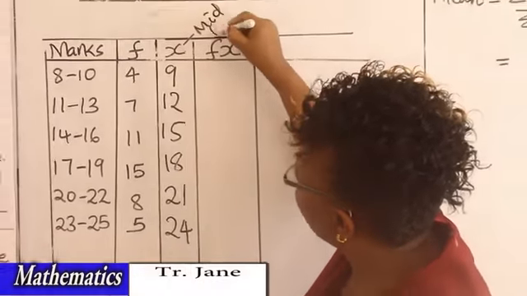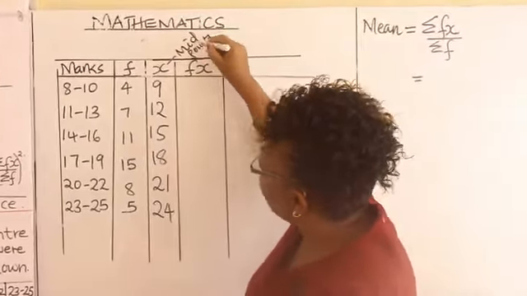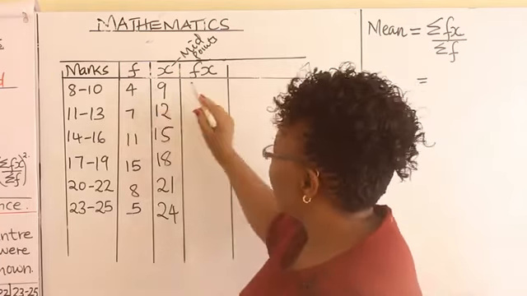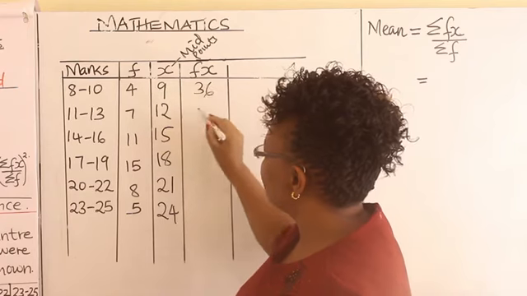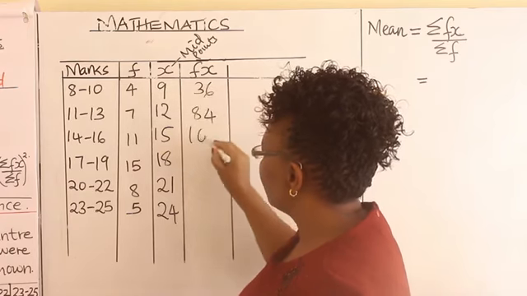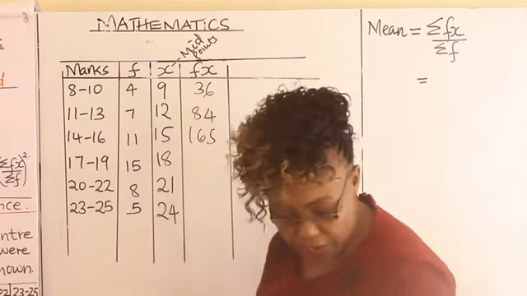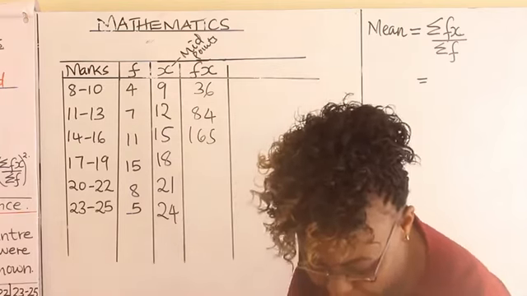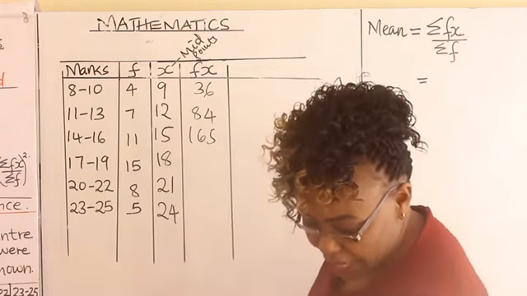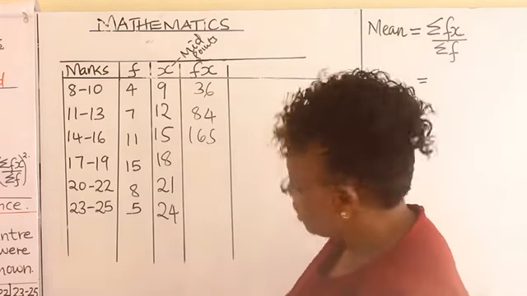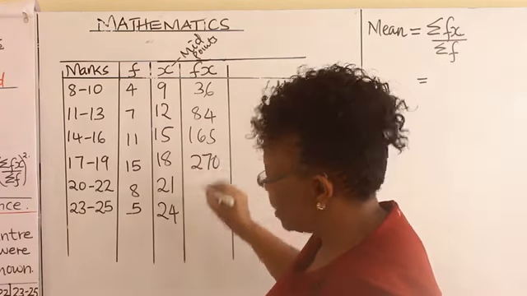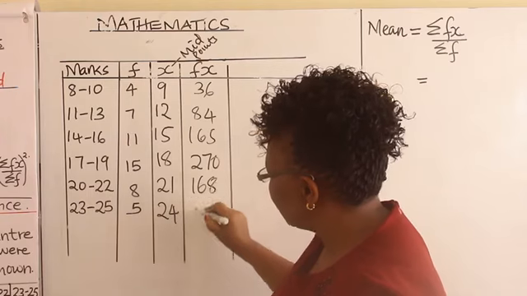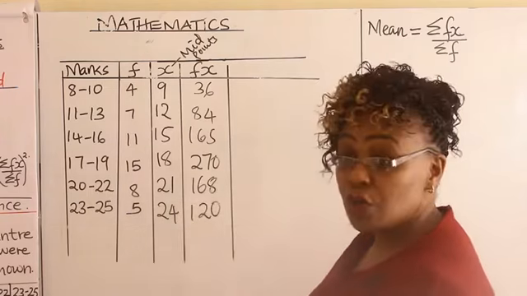Then from there, learner, you get your fx's. You multiply this, you get 36. This will give you 84. This will give you 165. You work out such using a calculator. Using a calculator, you should get 15 times 18 gives you 270. The other one gives you 168. And the last one here gives you 120.